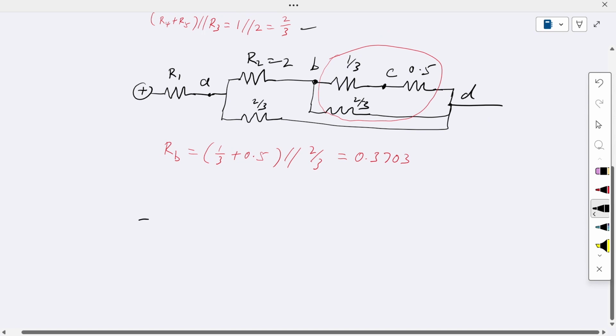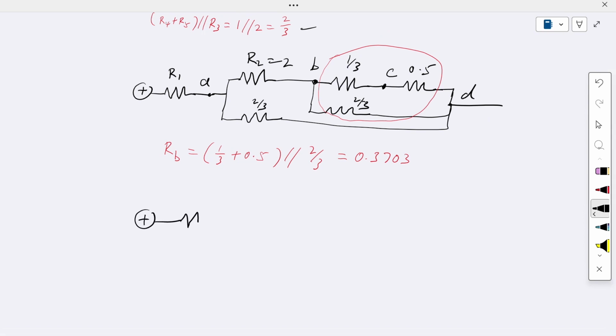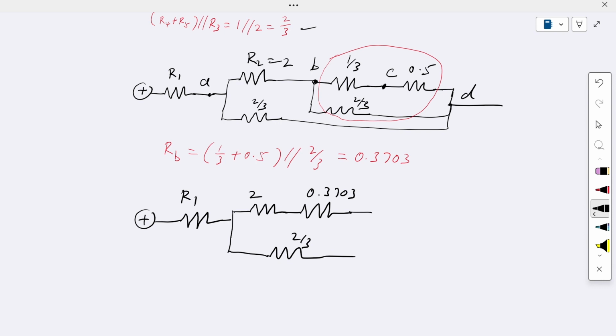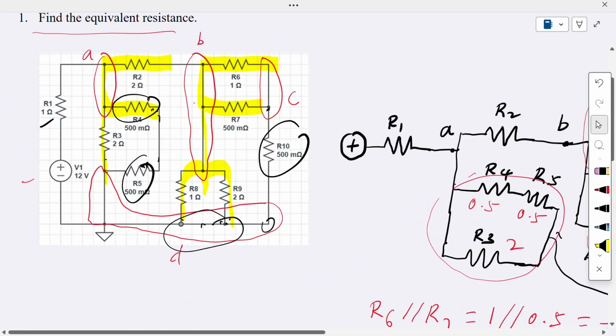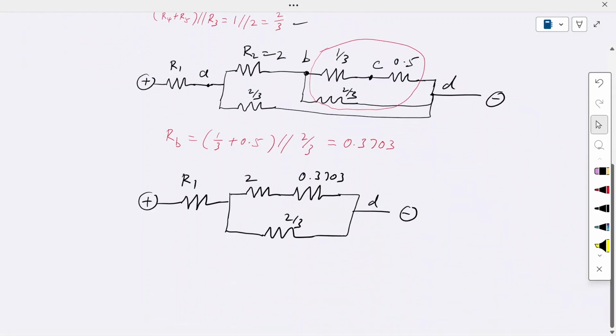Let's redraw it one more time. Here you have R1, connected to this split into 2. This R2 is 2 ohm, and then this other branch is already replaced with RB, which is 0.3703. And then here we have this resistor, which is 2 over 3, and then it is connected to the D node. This is our negative terminal, right? So in this case, what is R1? We can see here R1 is 1 ohm, so we replace this value.